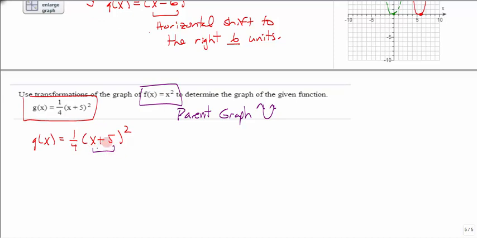Well, the plus 5 is within the parentheses, so we know it's going to be horizontal. This is a horizontal shift to the, you'd think it's to the right, but remember it's opposite when it's within the argument, so it's a horizontal shift to the left, and this would be 5 units.